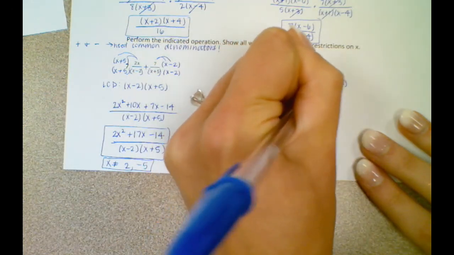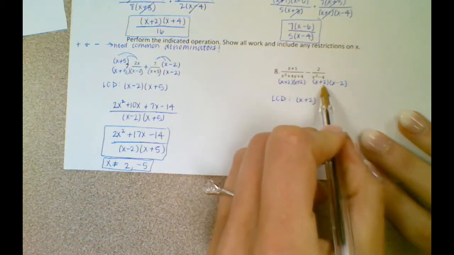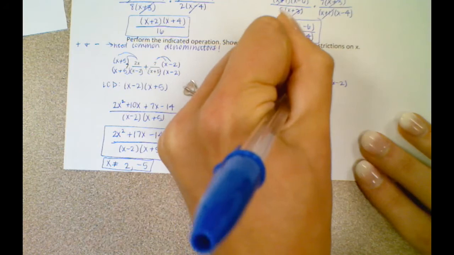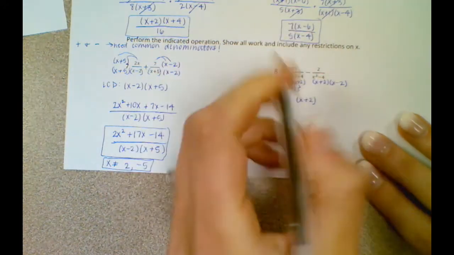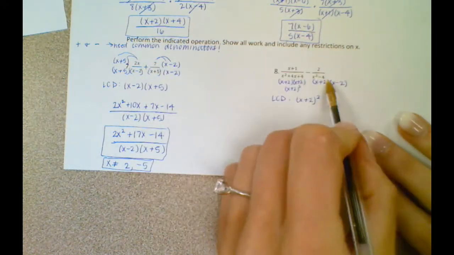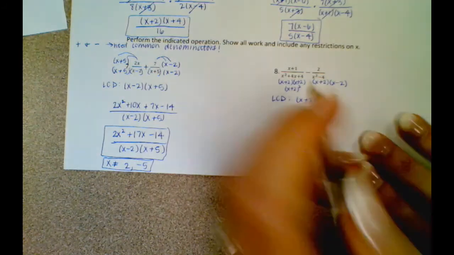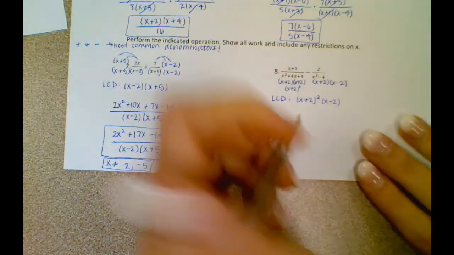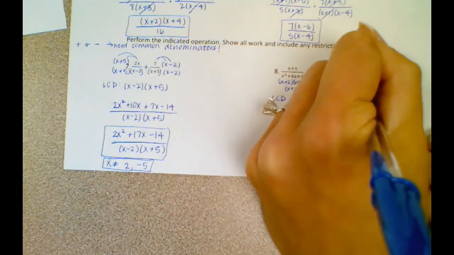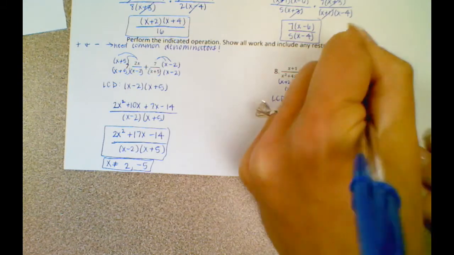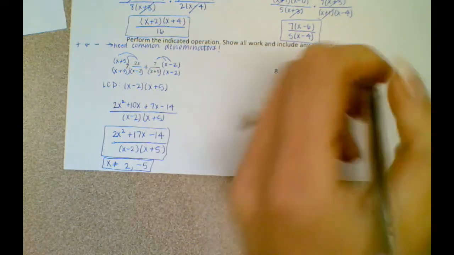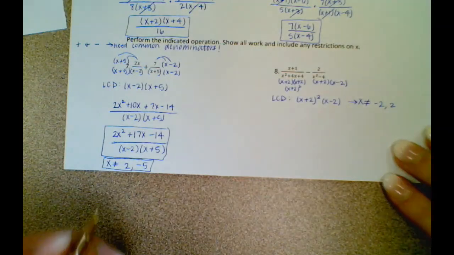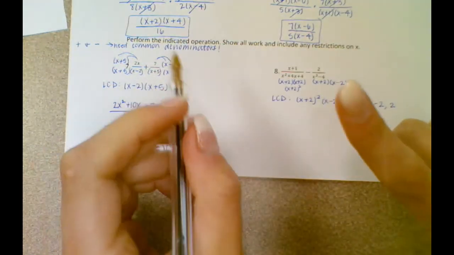So we know we have an x plus 2. And it occurs twice here and once here. So this has a degree of 2, because another way to write this is x plus 2 squared, because it happens twice. So that has the higher degree, 2 versus 1, so that one's in the least common denominator. And then we also have an x minus 2. So there's our LCD. This means that x cannot equal negative 2 and 2. Okay? All right, and then let's see what's missing.